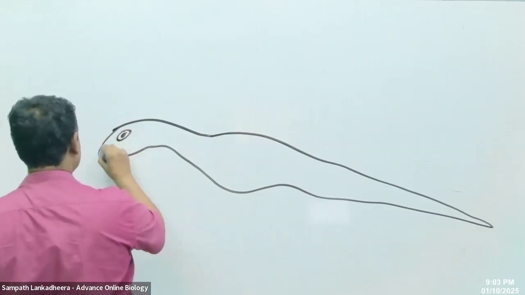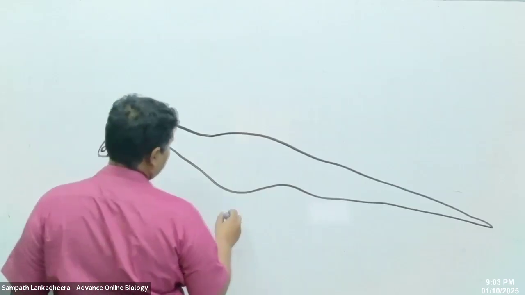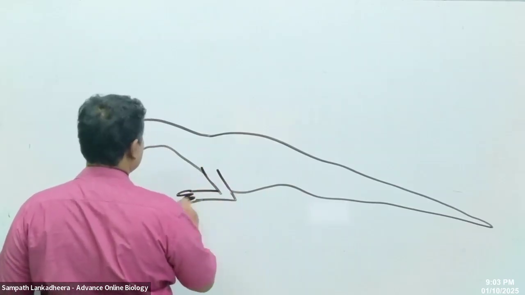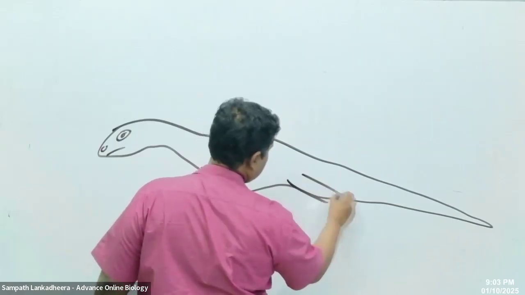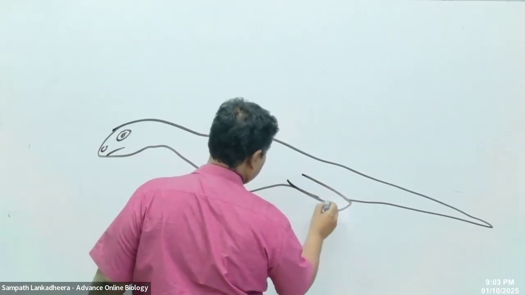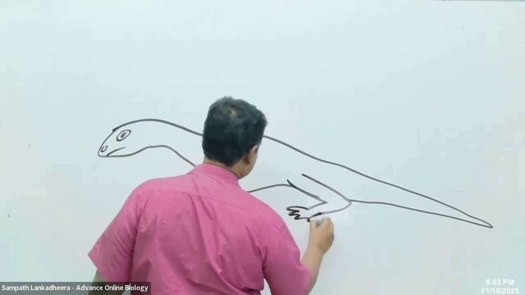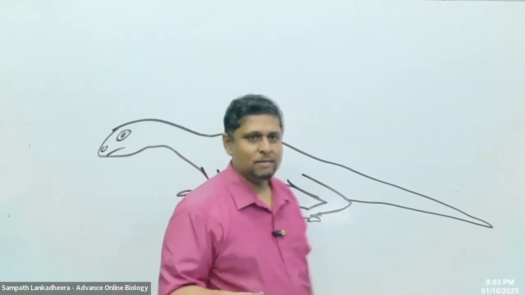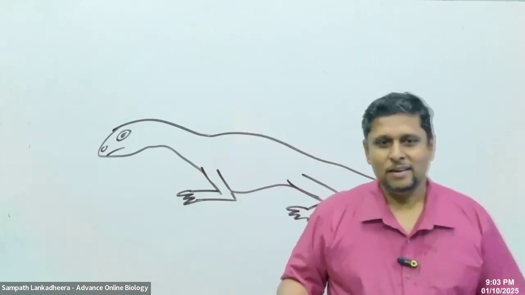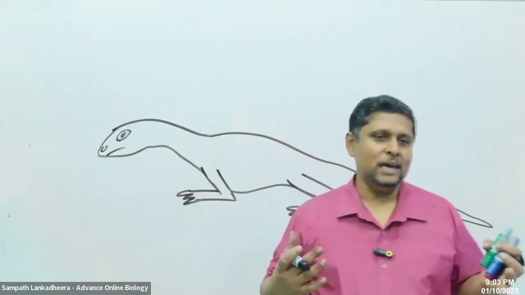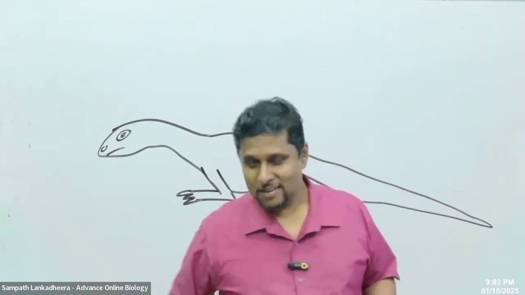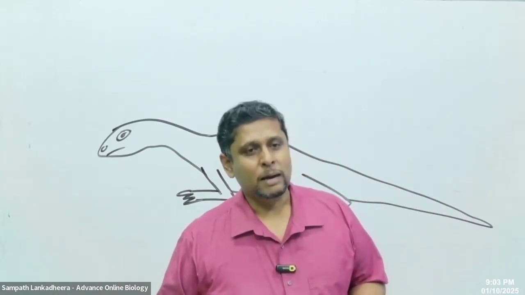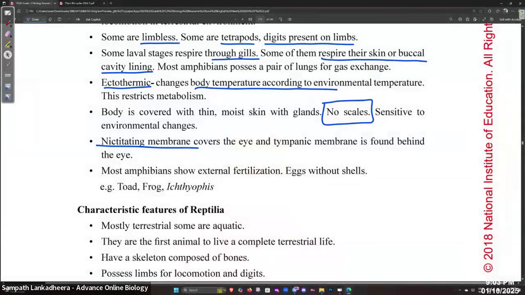Maybe I can draw a gecko. So reptiles, you can take a dinosaur, you can take snakes, and so they have scales. They have scales covering the body. You know, people, these are the first animals adapted to land life.